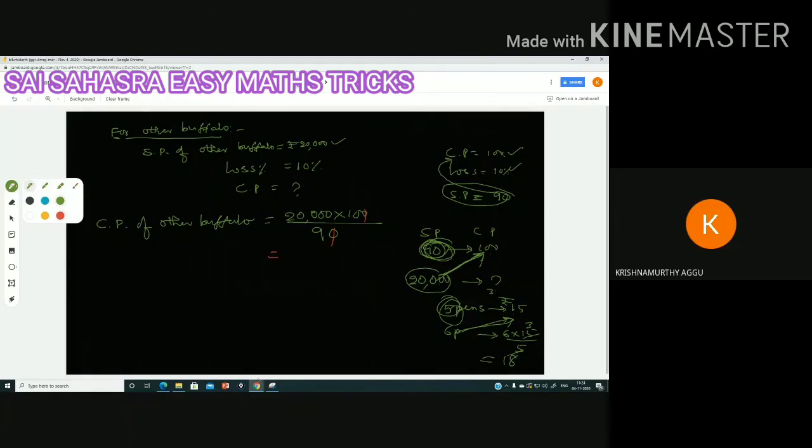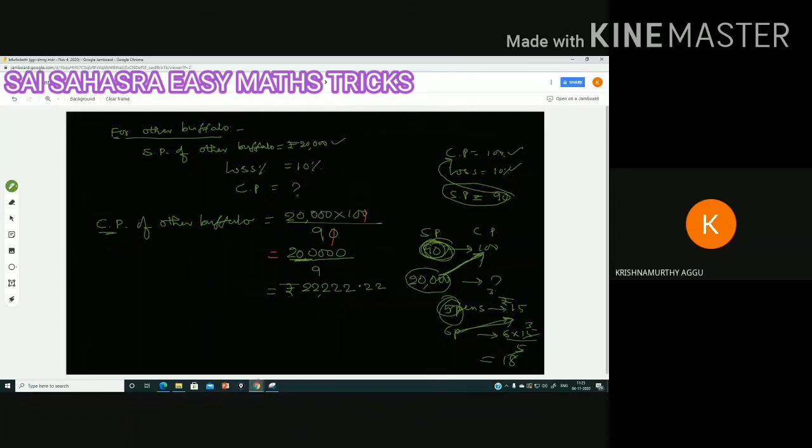Let us write 20,000 into 10. Into 10 means, let me write like this, one more 0 will be added, divided by what is left. It is not 20,000 now, divided by 9. When you divide this number by 9, you are going to get the answer as this one, 22,222.22. Since it is a price, we can write it in rupees. So this is the answer if you divide. So this is the cost price of the other buffalo.